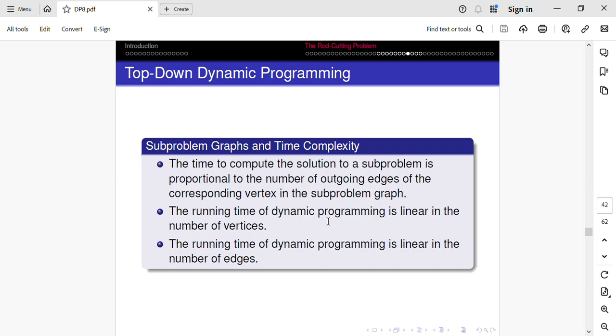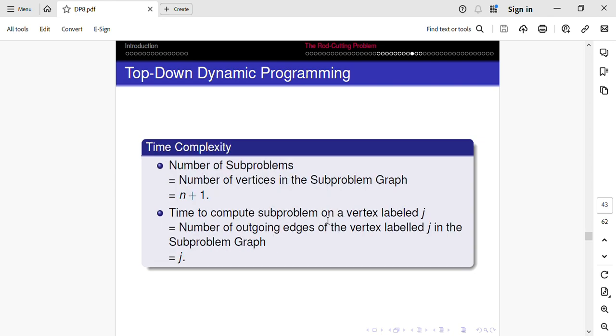And because we know that in DP each subproblem is solved just once, the running time of the DP algorithm is linear in the number of vertices, because the number of vertices shows the number of distinct subproblems. And for each of the subproblems the runtime is proportional to the number of outgoing edges. That means the total runtime of the DP algorithm is linear in the number of edges of the subproblem graph. Now we'll go for the time complexity.